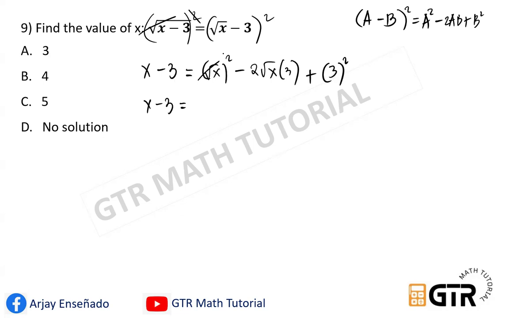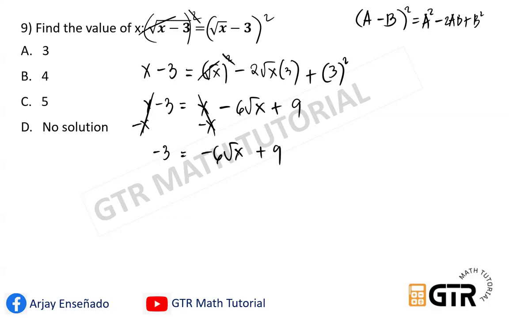We can cancel the square root and the square. So we have x minus 2 times 3, we have 6 square root of x, plus 3 squared, or 3 times 3, we have 9. Simplify, combine like terms. When we subtract x to both sides, the x can be canceled out. And then we have negative 3 equals negative 6 square root of x plus 9.